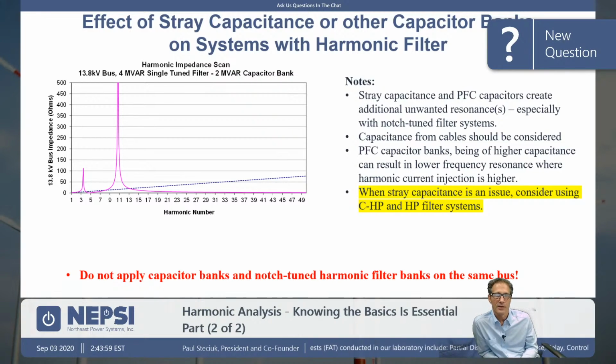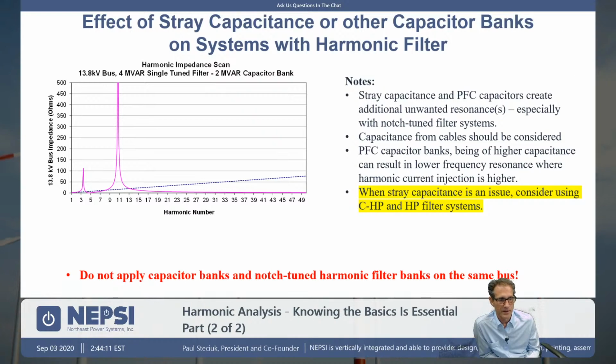Hey, Paul, new question. Asking, are multi-tuned filters made of a single branch or multiple branches, each tuned to an individual frequency? All right, good question. So the answer to that is, I'll go back, maybe I can go back to this slide.